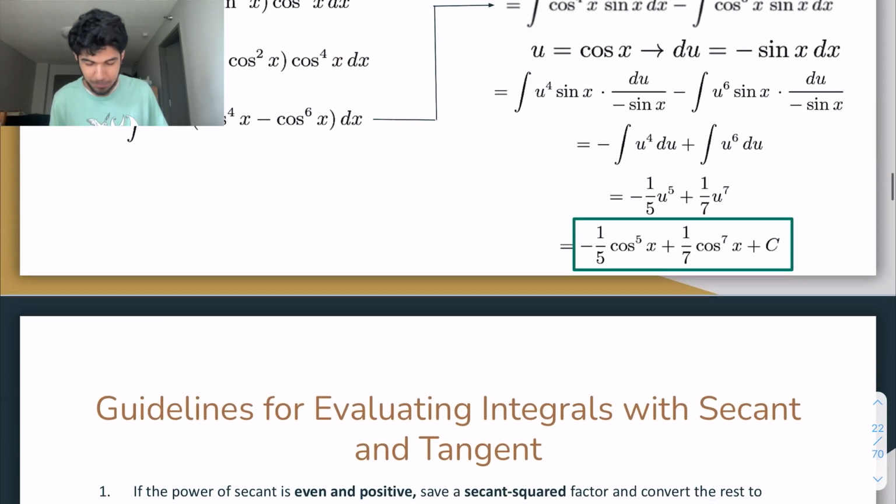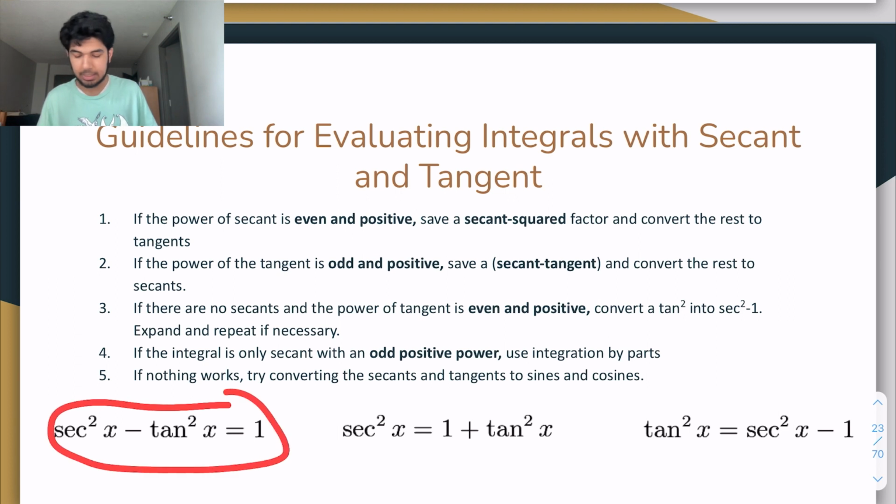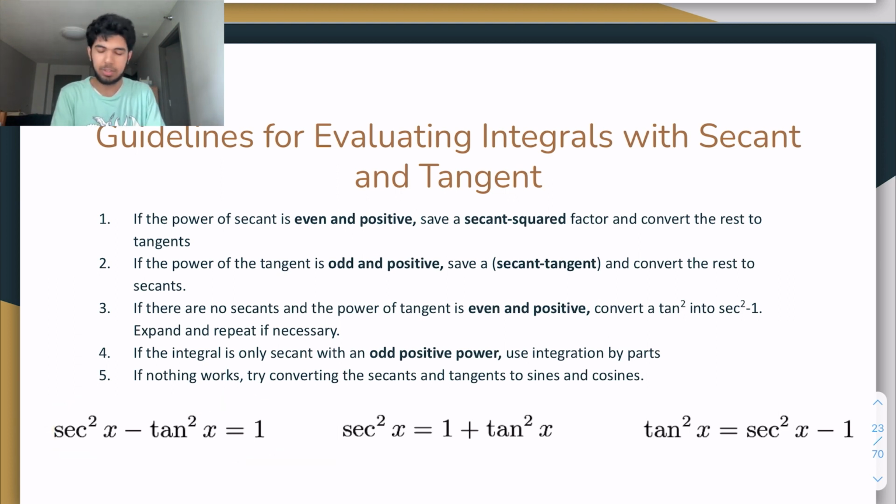But as you know, sines and cosines are not the only functions that exist in the trig world. Sometimes we see secants and tangents, and we know that those also go hand in hand due to the identity secant squared of x minus tangent squared of x equals 1. And of course that derives secant squared of x equals 1 plus tangent squared of x, and tangent squared of x equals secant squared of x minus 1.